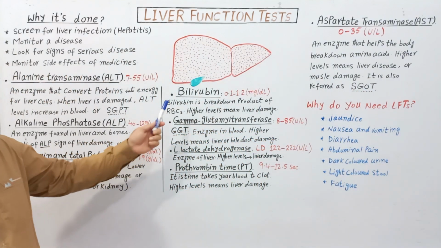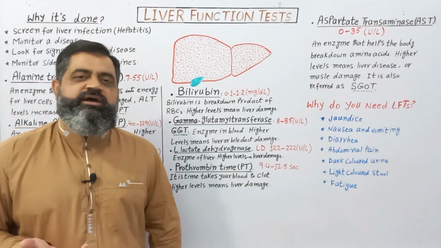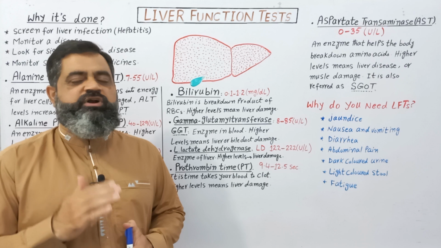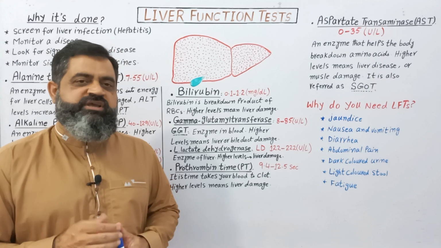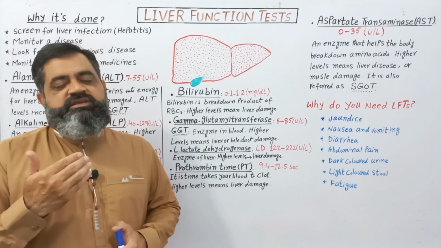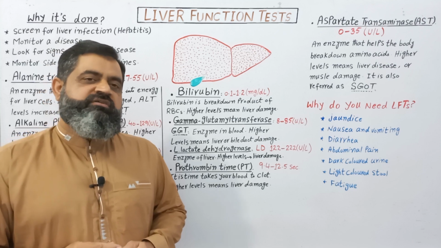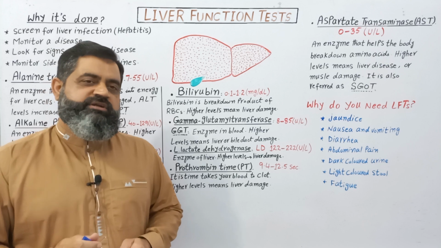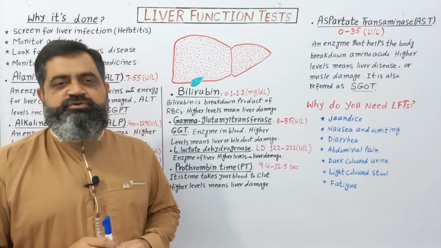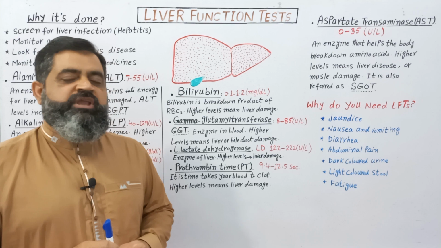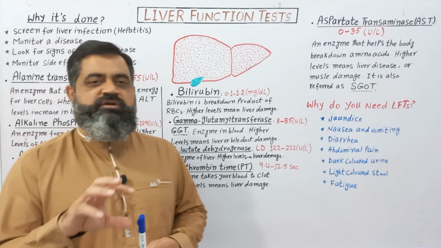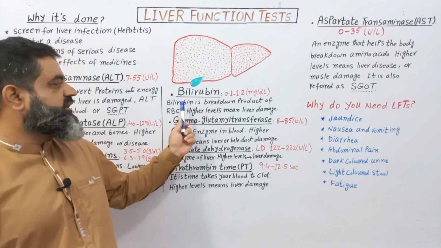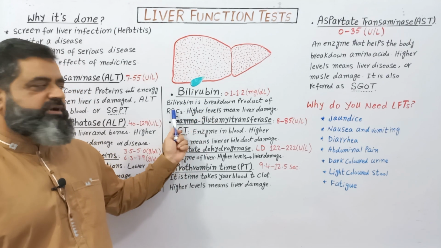The next test is bilirubin. As you know, the age of our red blood cell is only 4 months. After 120 days, or 4 months, they die. These dead cells are transported to the liver, where they are broken down and recycled. During recycling of red blood cells, a chemical substance is produced which is known as bilirubin. If the bilirubin increases in our blood, it is a sign of liver damage. So bilirubin is a breakdown product of red blood cells.